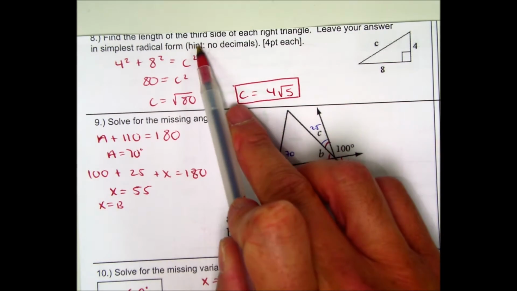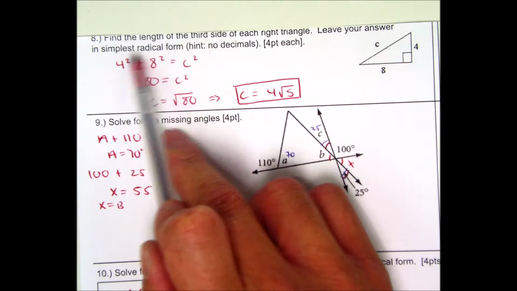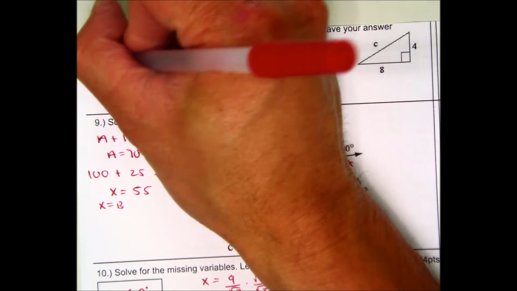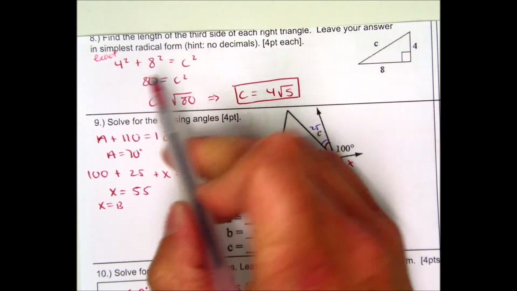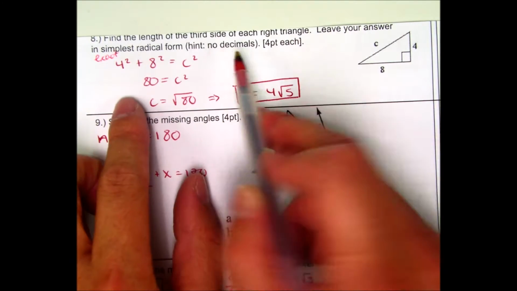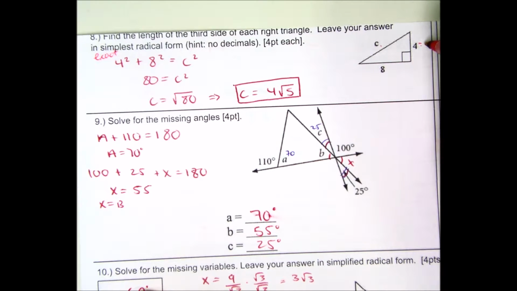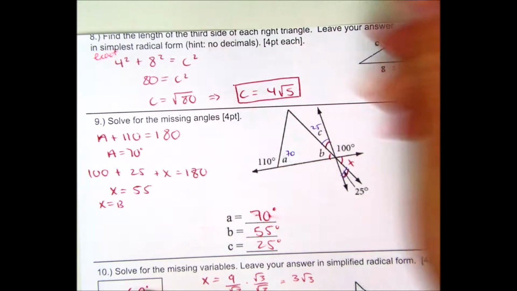Find the length of the third side of each right triangle. Leave your answer in simplest radical form. So basically they're saying exact, and you need to simplify it, no decimals. Just use the Pythagorean theorem. C is across from the right angle. You can call this one A, this one B.